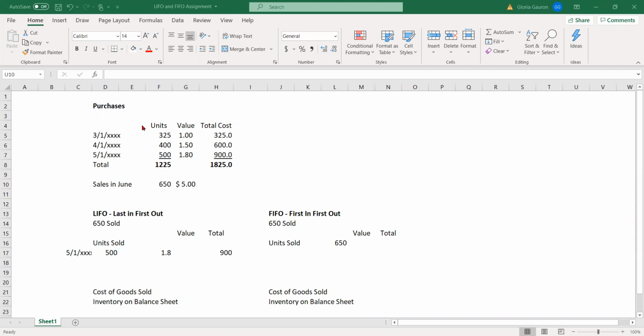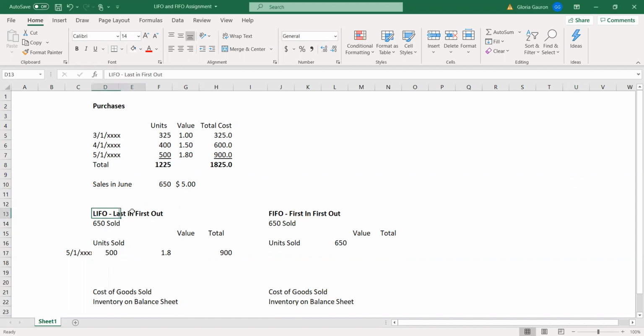So under the purchases section, you can see that I have 1,225 units sitting in my inventory with a value of $1,825. Now we're in the month of June and my sales are beginning to occur, and I've sold 650 pens at $5 each. So the first thing that we're going to do is figure out what our cost of goods sold would be using the LIFO methodology.